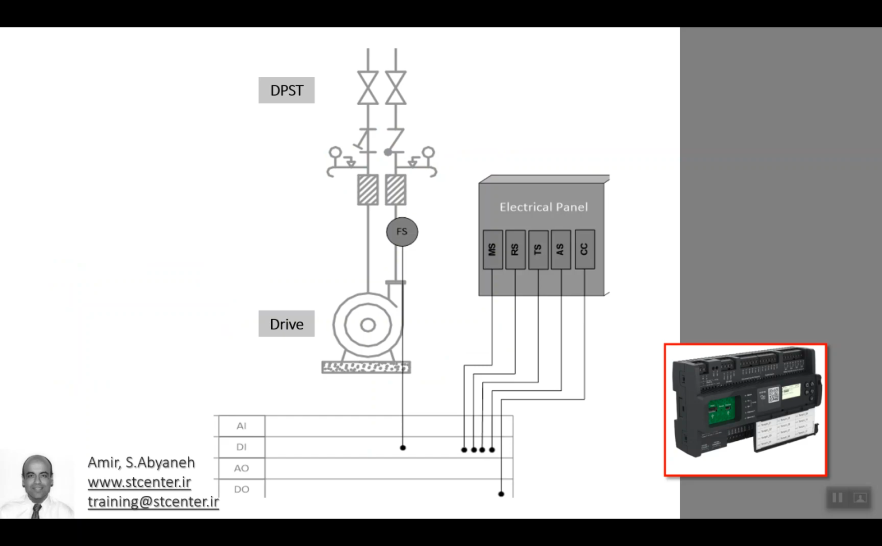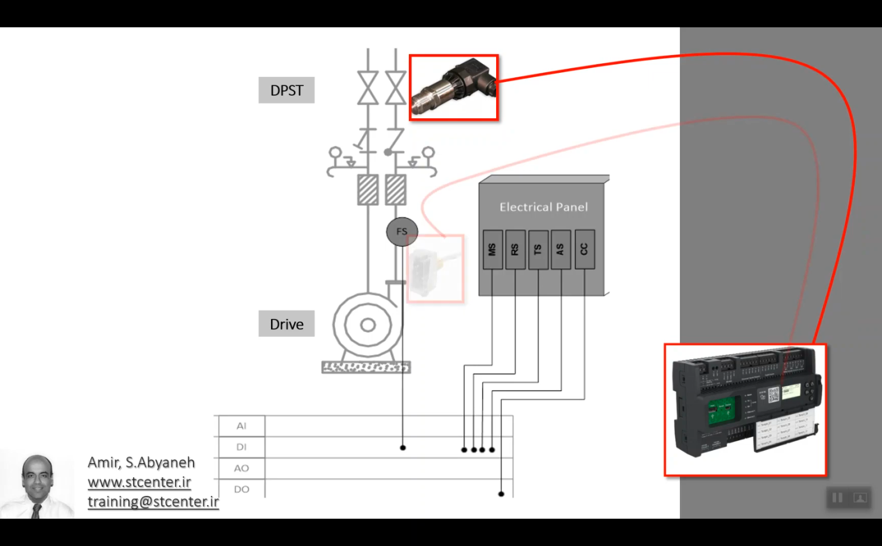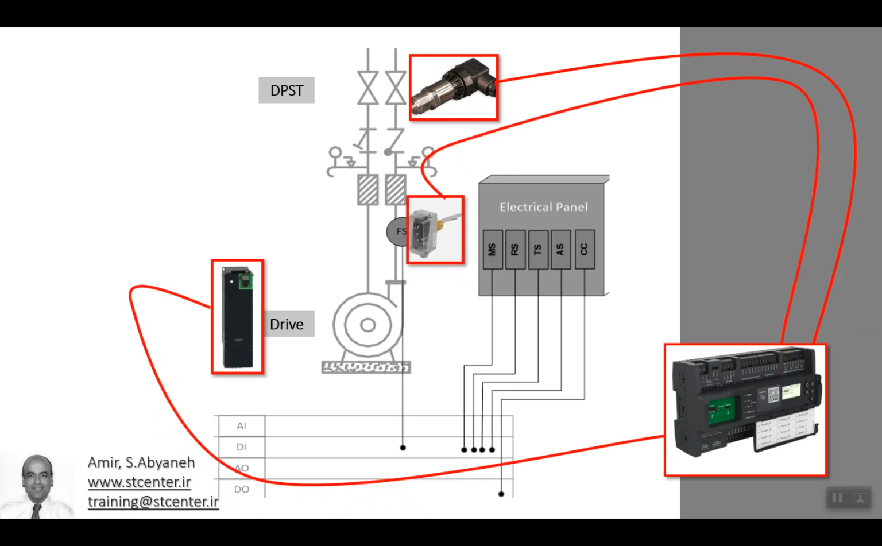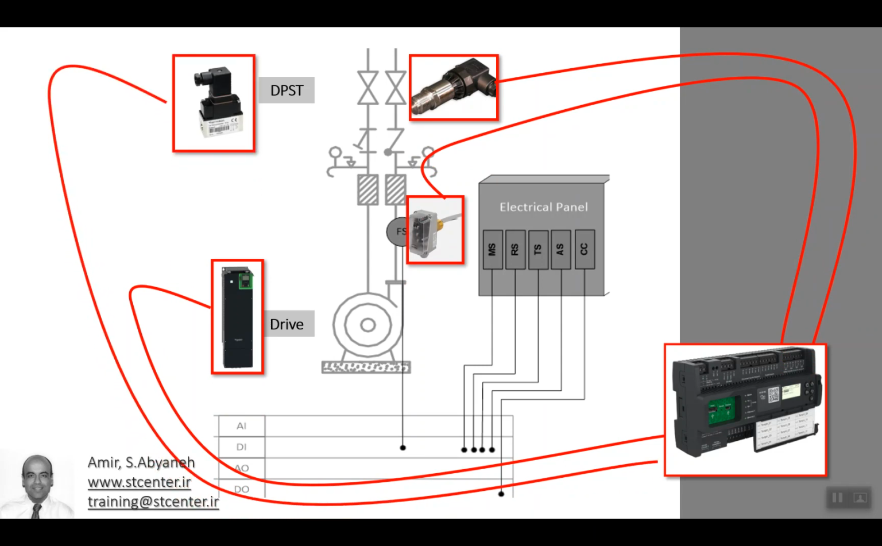So in summary, we install a pressure transmitter, flow switch, drive to supply the motor, differential pressure transmitter, and also the connection to the electrical panel.